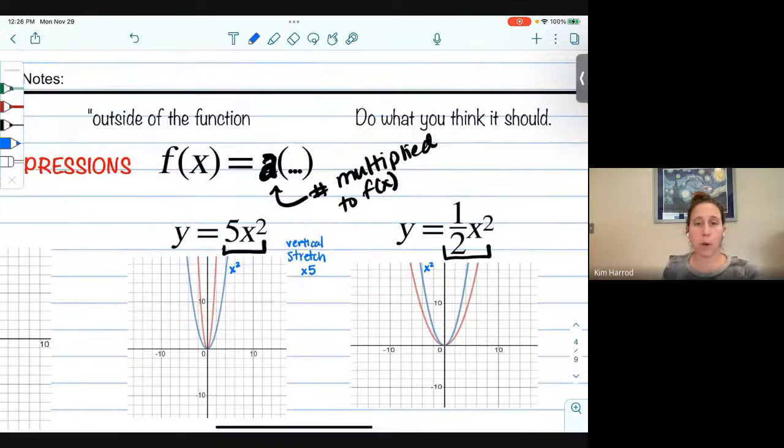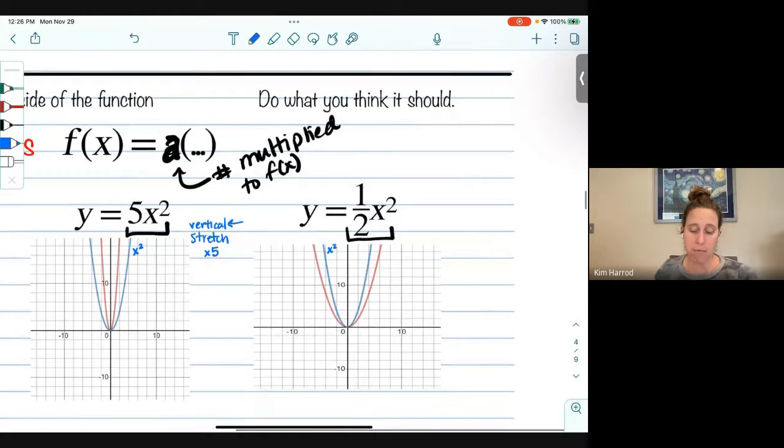Remember, vertical always does what I think it should do. So once I know that it's vertical because it's outside the function, and I think of multiplying by 5, what's that going to do? Well, that's going to make something bigger. It's going to stretch it out. So it is a stretch by 5.